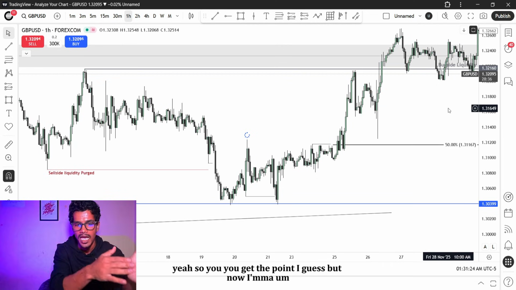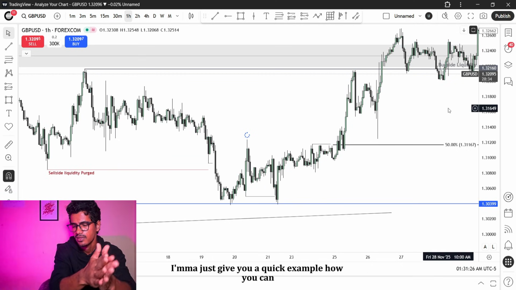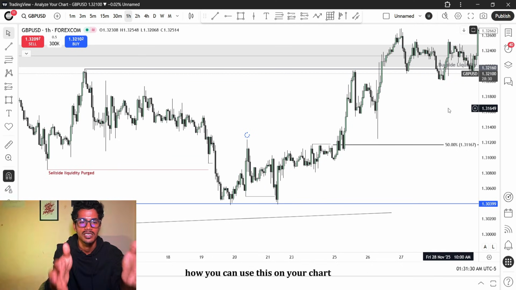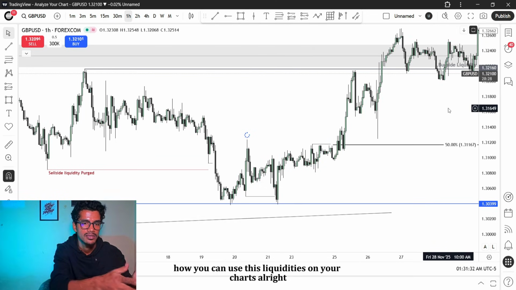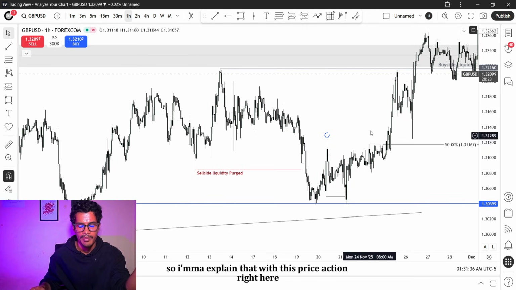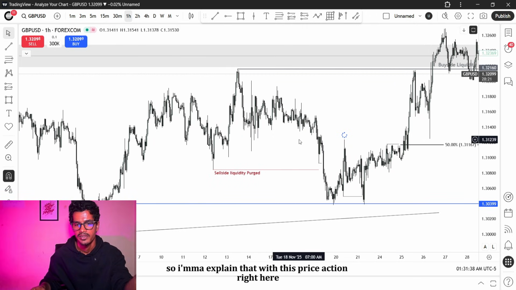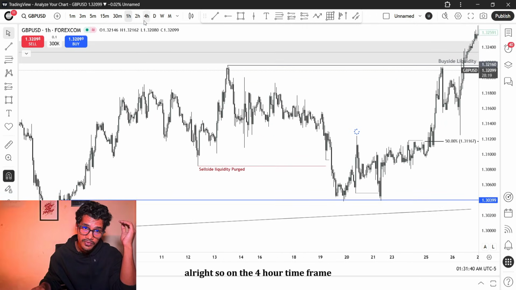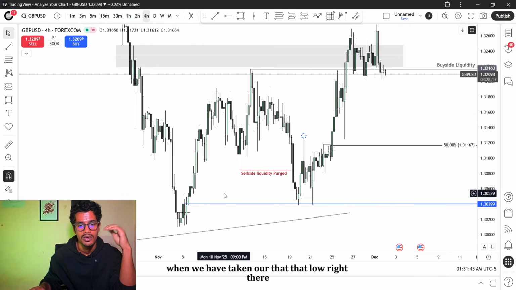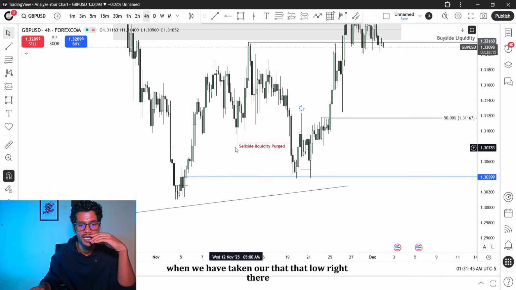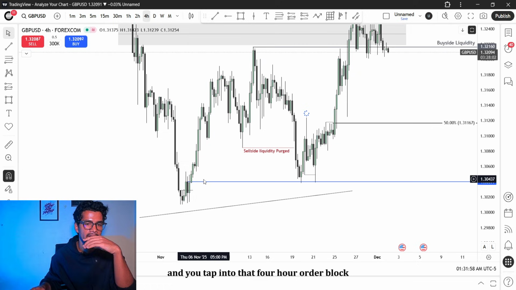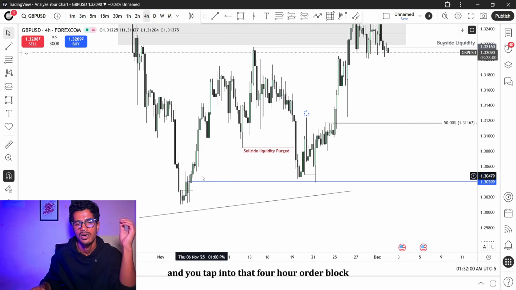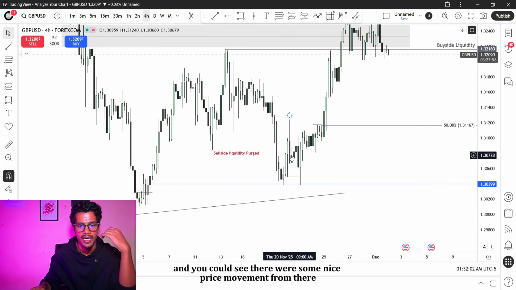But now I'm gonna just give you a quick example of how you can use these liquidities on your charts. All right. So I'm gonna explain that with this price action right here. On the 4 hour time frame, we have taken out that low right there, and we tap into that 4 hour order block, and you could see there was some nice price movement from there.